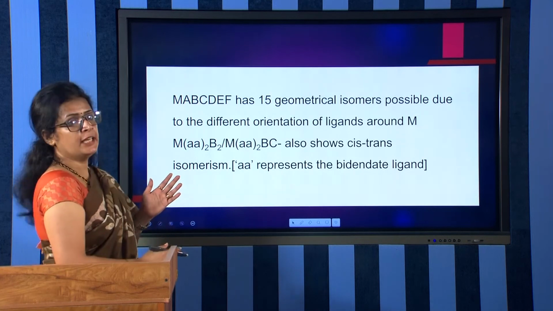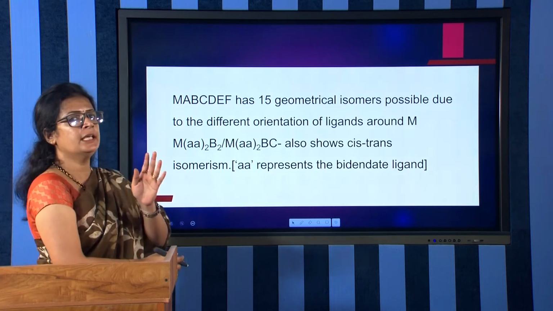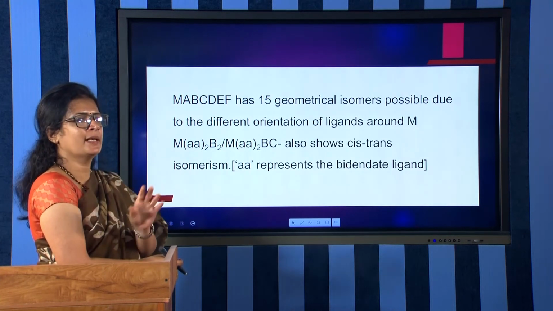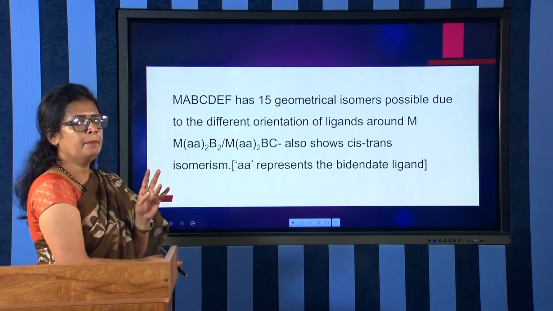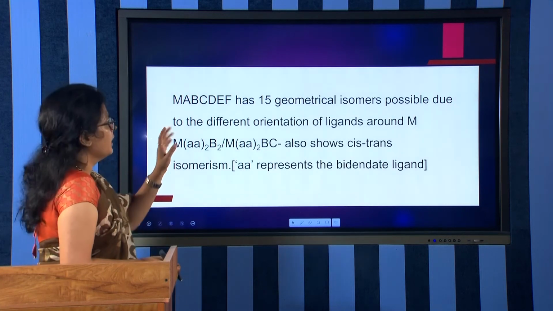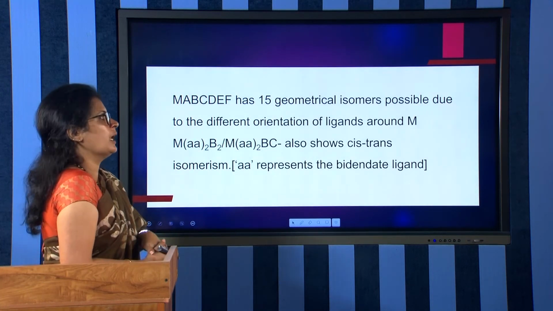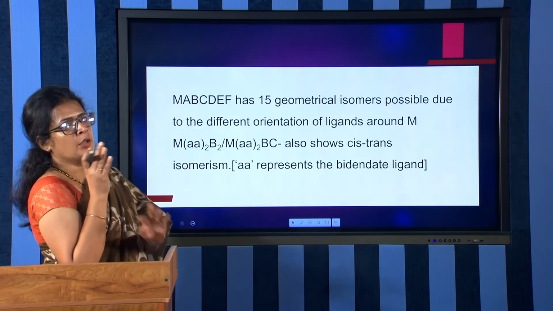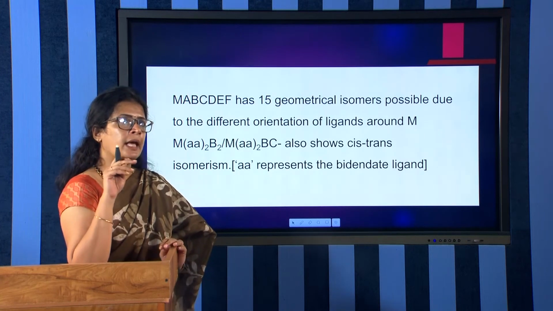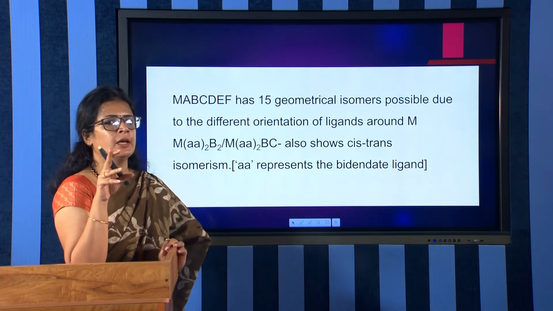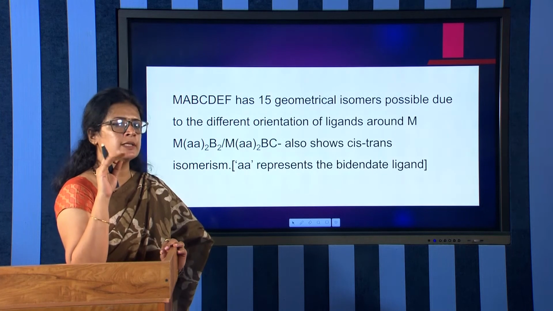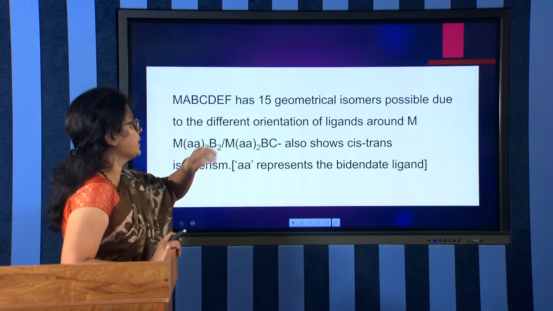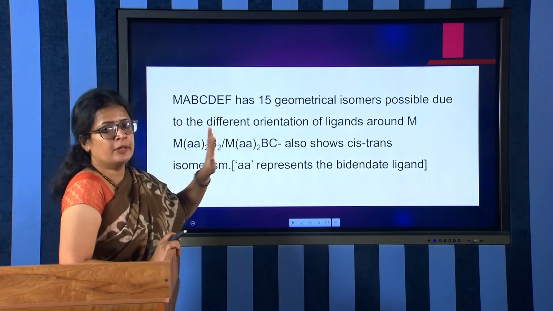And now the final type is MABCDEF, which means that all the ligands in the octahedral complexes are different: M, A, B, C, D, E, F. They will be showing 15 geometrical isomers due to the different orientation of the ligands around M. You should remember that MABCD, in the square planar complexes, showed 3 types of isomers due to this different spatial orientation of the ligands. Likewise, here also you can see the 15 geometrical isomers possible.